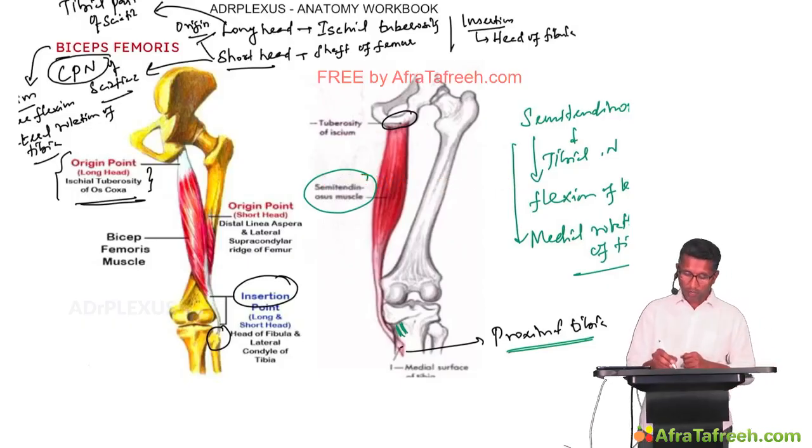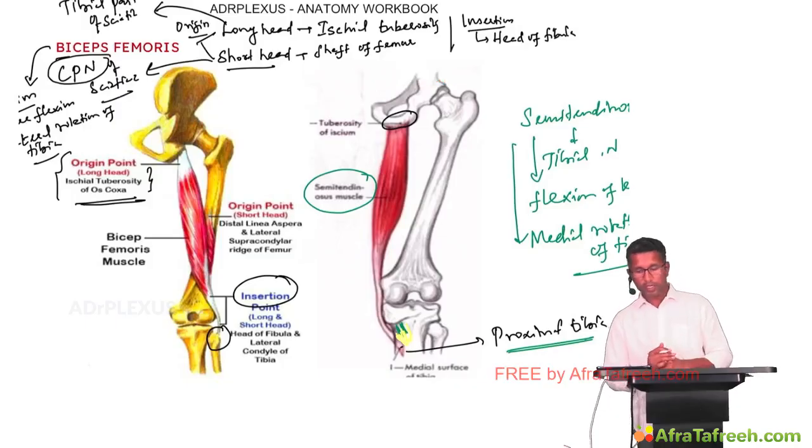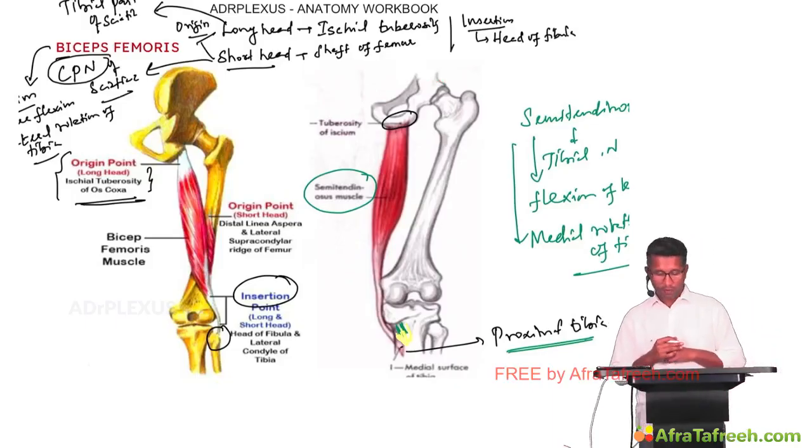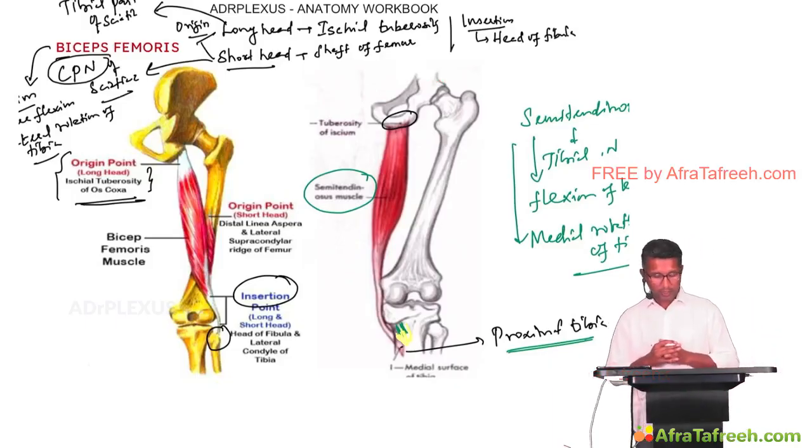Now can anybody tell me what is the bursa that separates the semitendinosus, gracilis and the sartorius here? What is the name of the bursa which divides this area? So this is the pes anserinus bursa. Very good, Hari. Very good, Shanmugapriya. This is the pes anserinus bursa.